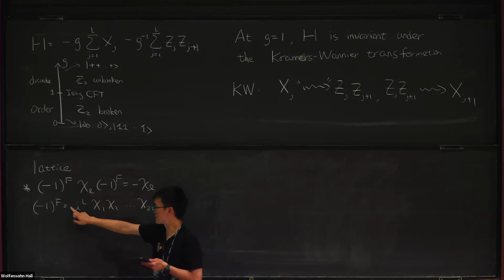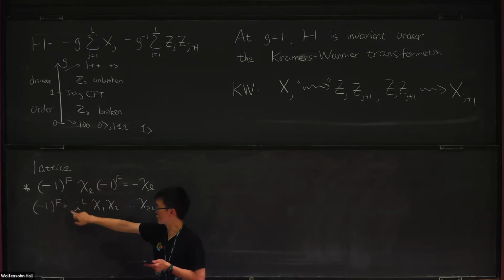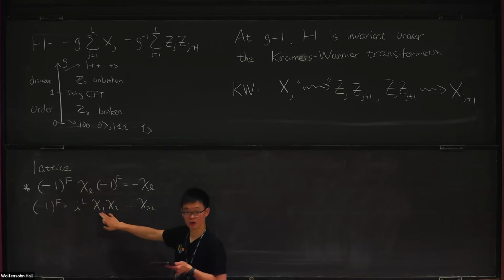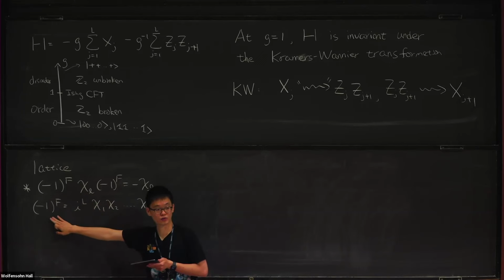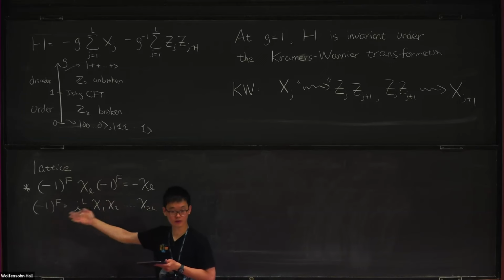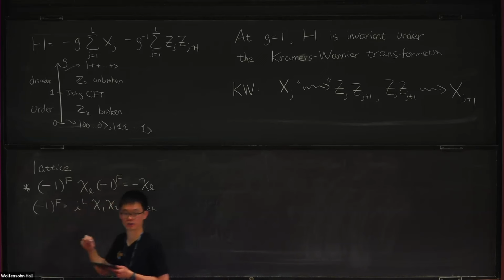I can change the sign of (-1)^F, and that wouldn't affect this relationship. So for now, let's just make a choice. Here, I make a choice of putting a plus sign here and start the product with chi_1. The phase here is just to ensure that if I square the operator (-1)^F, it's +1. But the real issue is the intrinsic sign ambiguity, and we will see more of that in just a minute.